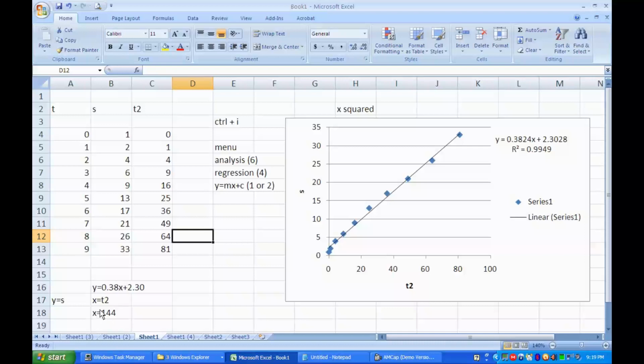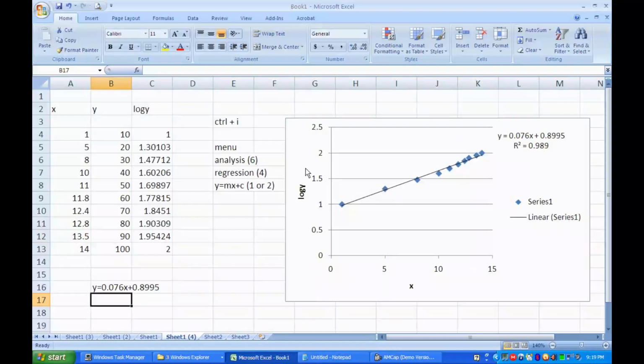Now remember, similar to the previous case where x was not equal to time, but x was equal to time squared because we plotted time squared on the x-axis. For the y-axis, we didn't plot y, we plotted log y. So y is actually equal to log y, and x, in this case, is still equal to x. So that's fine.